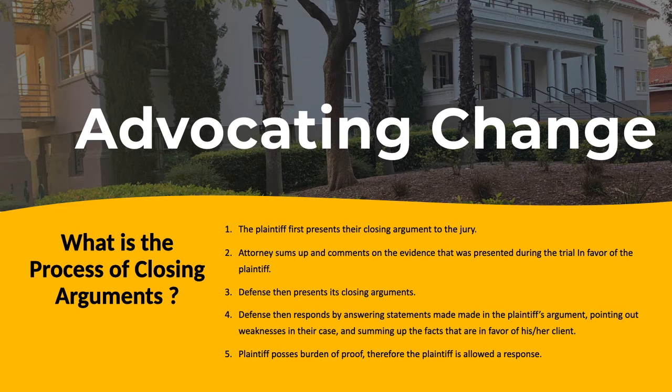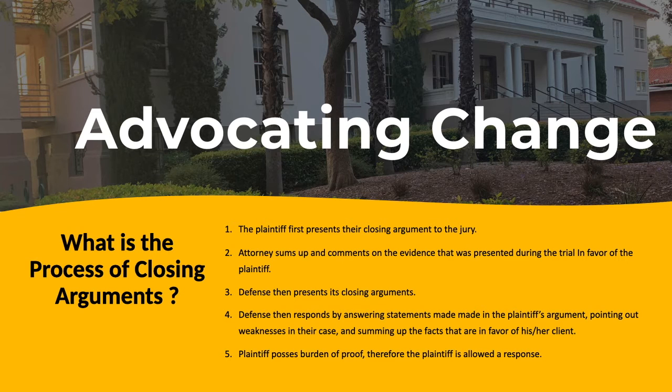Next is the process of closing arguments. Closing arguments take place at the end of the trial. The plaintiff presents their closing argument to the jury. The party sums up and comments on the evidence that was presented during the trial in favor of the plaintiff, explaining how the evidence proved the plaintiff's claims. The defense then presents its closing arguments. The defense responds by answering statements made in the plaintiff's argument, pointing out weaknesses in their case, and summing up the facts that are in favor of his or her client.